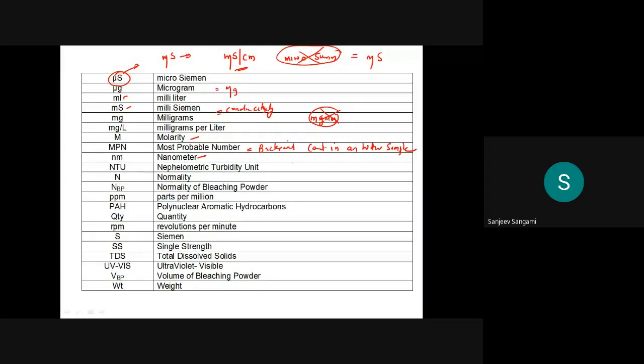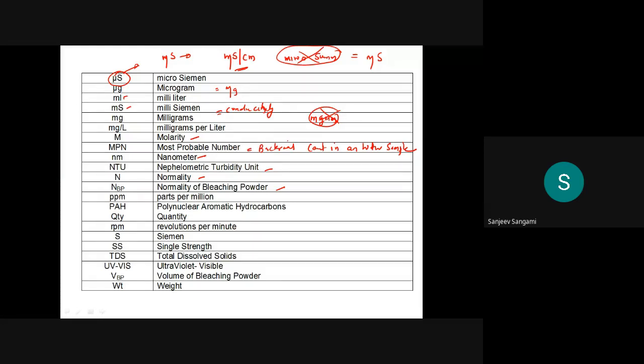Then nm stands for nanometers. This you already know. Then NTU. NTU stands for nephelometric turbidity unit. Then N stands for normality. I'll explain what exactly normality and molarity are, because our first experiment itself is the preparation of the chemicals. We should know all these terminologies. Then NBP stands for normality of bleaching powder, that is N with subscript BP.